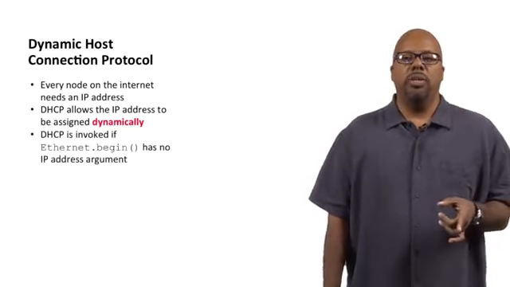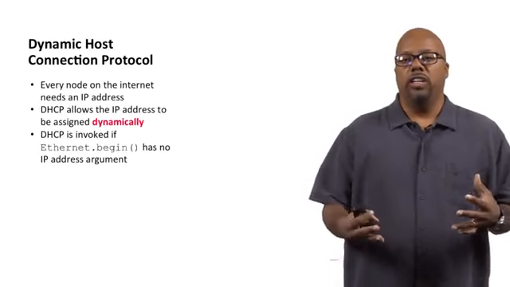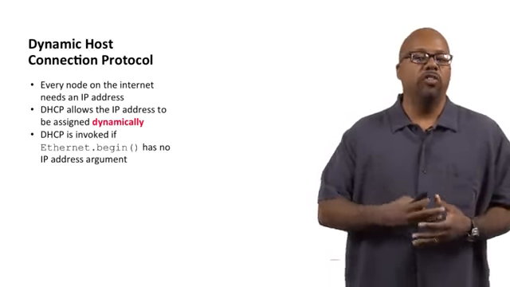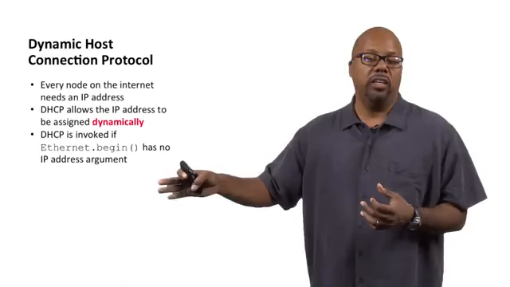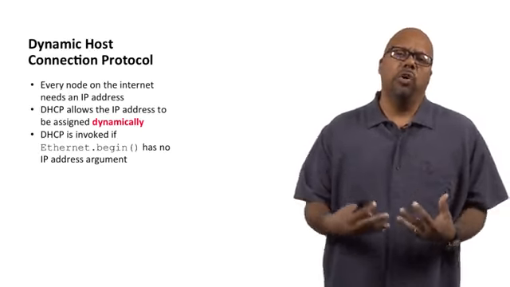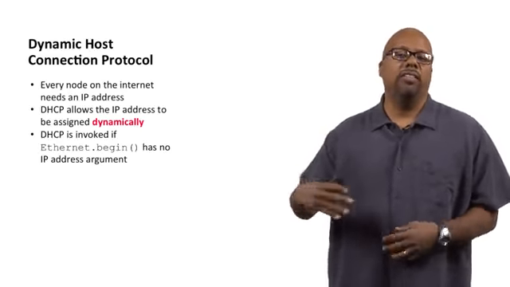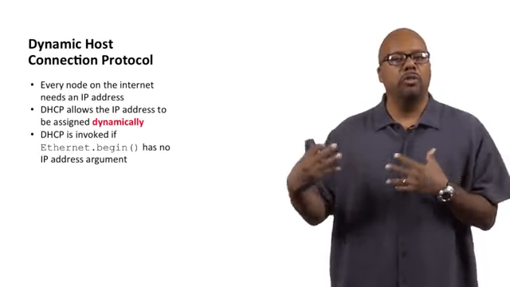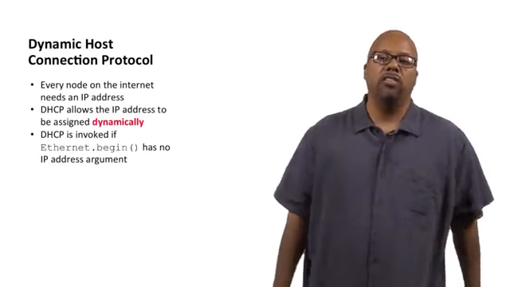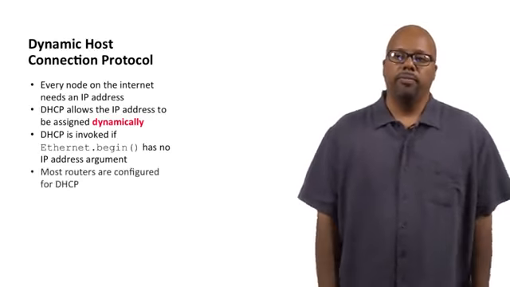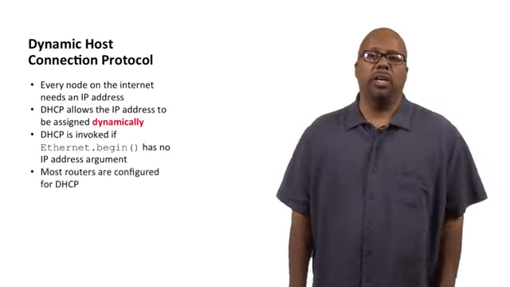Now, DHCP is invoked if you call ethernet.begin and it has no IP address argument. So if you call it with a MAC address argument and nothing else, no IP address, no anything, then it automatically invokes DHCP, making a request. You don't have to deal with these details, but your Ethernet shield will make a request to the local network to ask for an IP address after you call begin. Most routers are configured for DHCP.